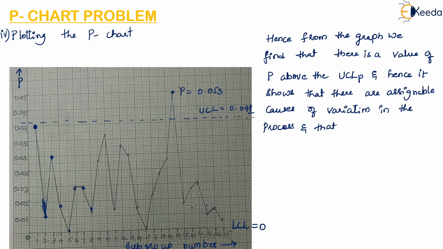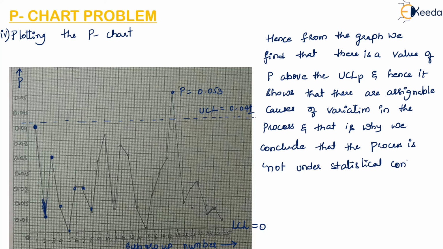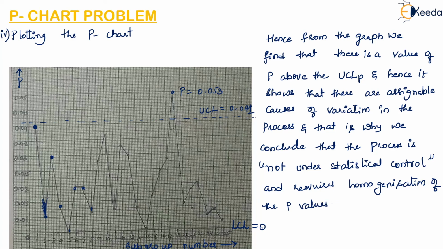And that is why we conclude that the process is not under statistical control and requires homogenization of the p-value p19, that is 0.053, for the revised process average fraction defective, average fraction defective, and control limits.